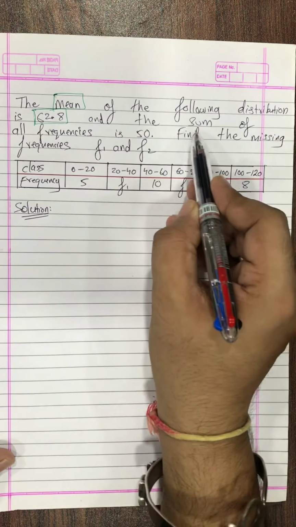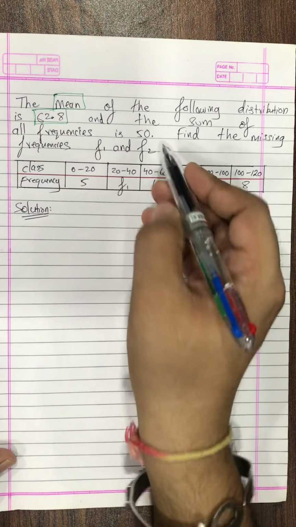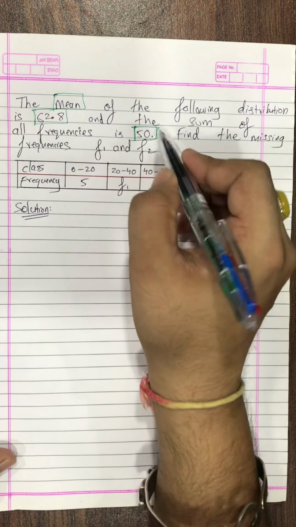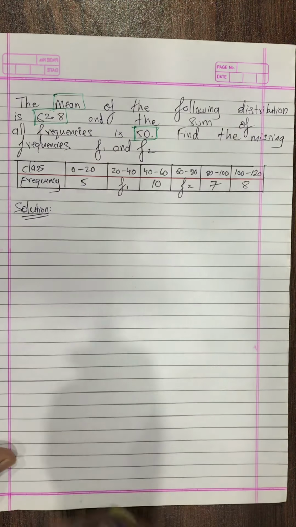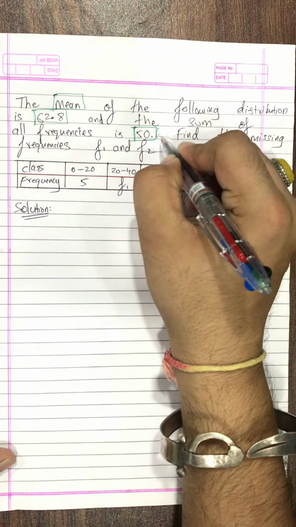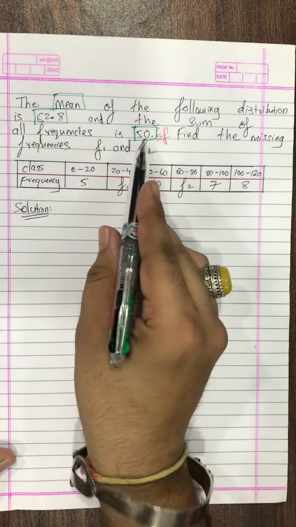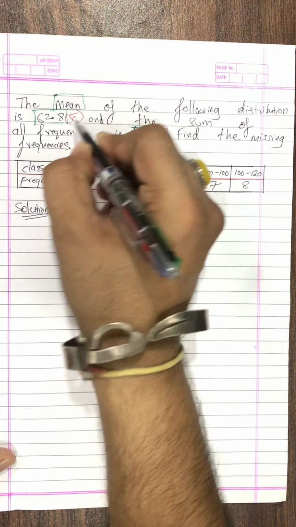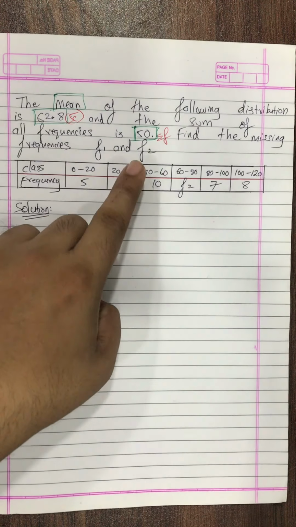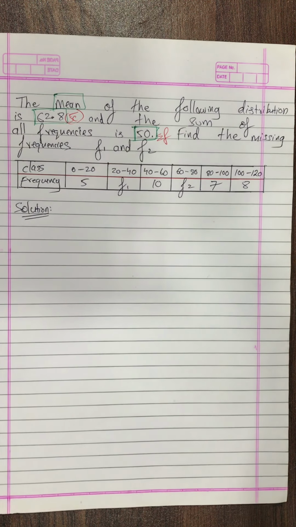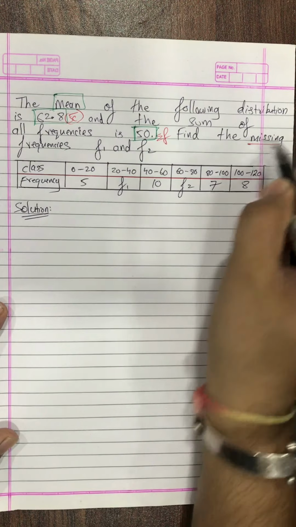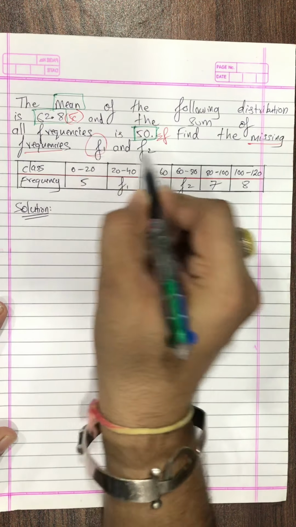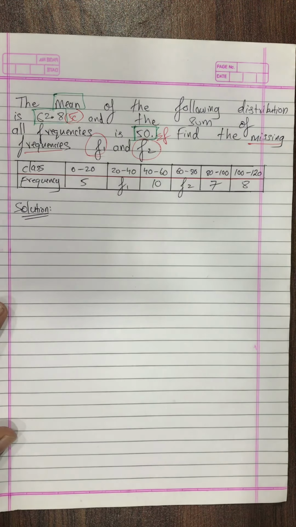And the sum of all the frequencies is 50. Once again, the sum of all frequencies, what we call in our language summation f, is given to me as 50. So here mean x bar is given as 62.8, and the sum of all frequencies is given as 50. Find the missing frequency. Two frequencies are given, f1 and f2. We need to find them.